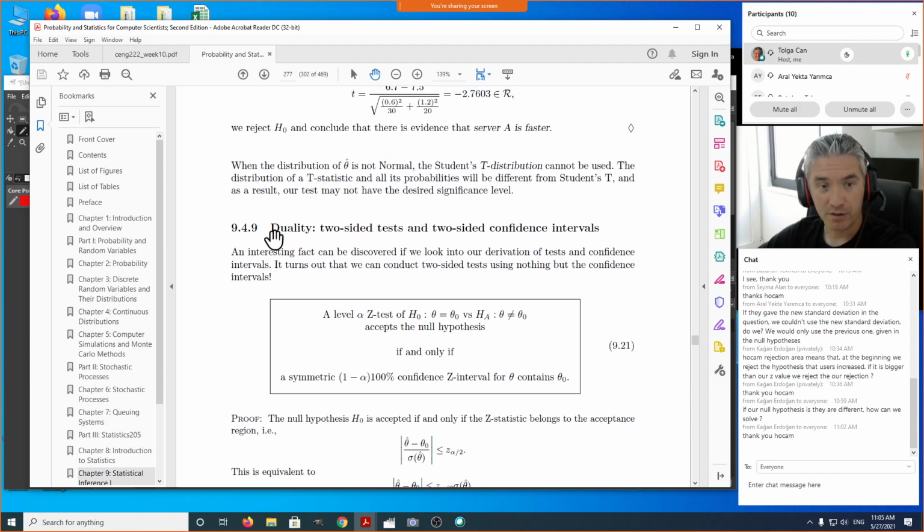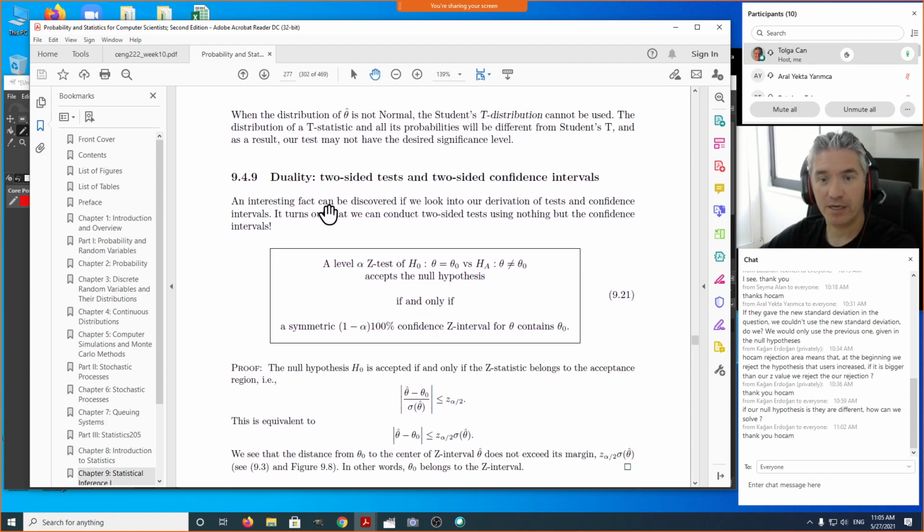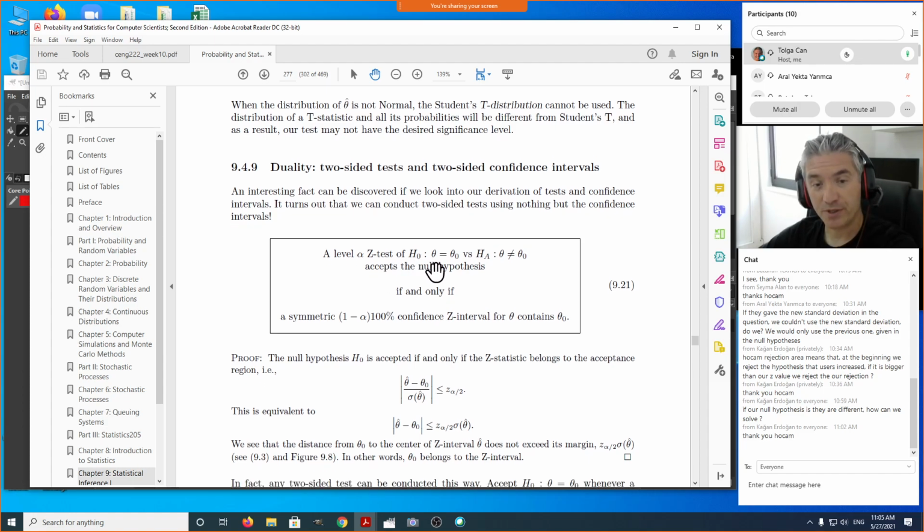intervals. Okay, so this duality, a two-sided test and a two-sided confidence interval, is basically the same thing actually. When we conduct a level alpha z-test in which the hypothesis is this, we are testing some parameter equality, and we have a two-tail test where we're just looking at the difference. It will accept the null hypothesis only if we build a confidence interval for this, and if our theta 0 that we have here in our hypothesis is inside the confidence interval that we build, then that's the same thing actually. So it's really interesting here.